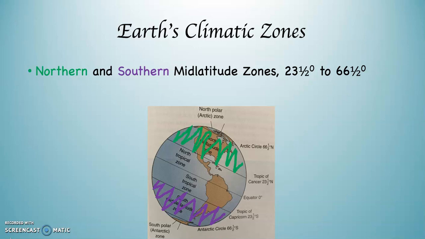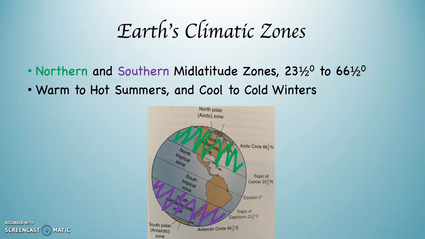Now remember, in the southern hemisphere, they will have opposite seasons from the northern hemisphere. Therefore, if it's summer in the northern hemisphere, it will be winter in the southern hemisphere. If it's fall in the northern hemisphere, it will be spring in the southern hemisphere. Okay? These two zones, both of them have the same characteristics, the seasons will just be opposite, and are characterized by having warm to hot summers and cool to cold winters.